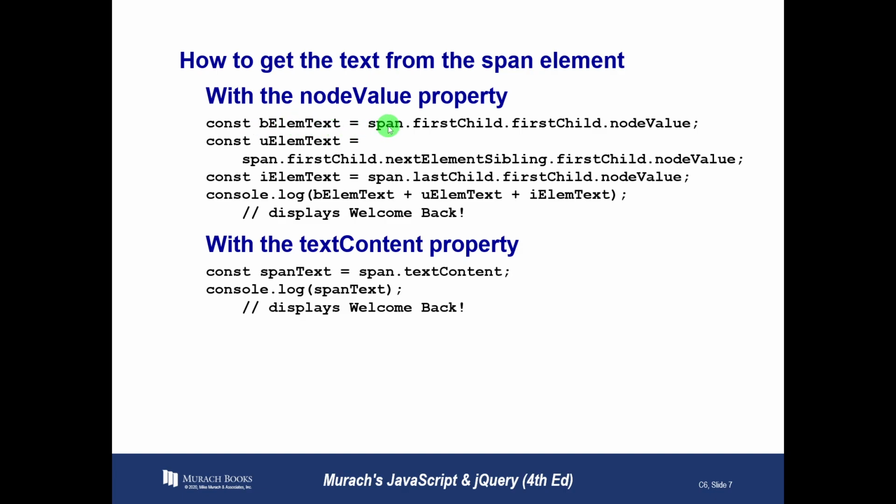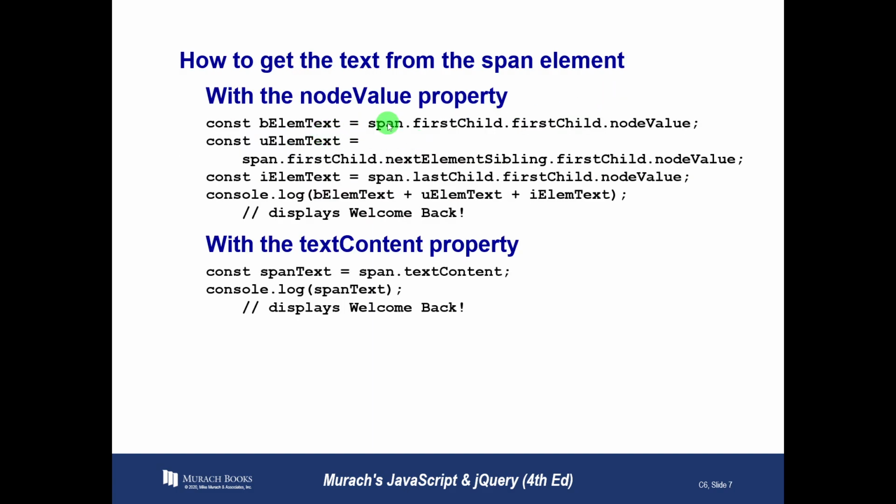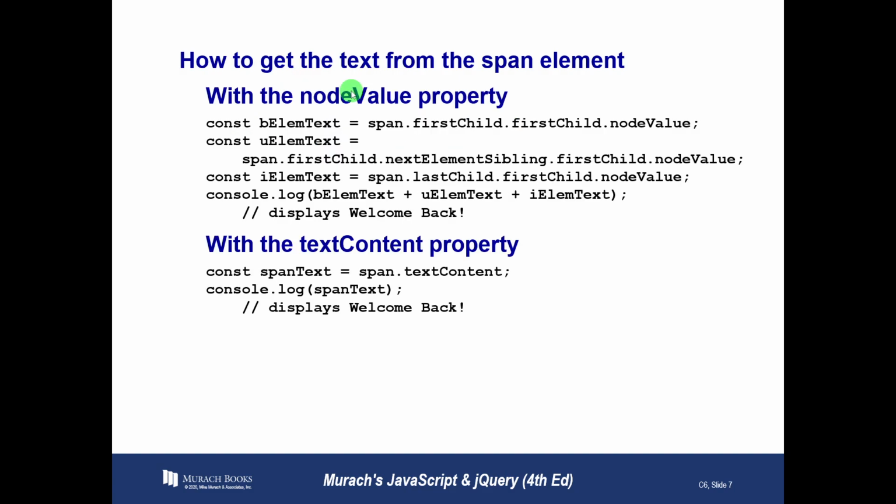So we look at span, and if you remember back here, span is the variable we used when we did a query selector for the span tag. Okay, so we're going to say span, we want the first child, and we want its first child's node value. Okay, so let's go back here. Span's first child is bold. There's a text node, and then we're going to get the value out of that text node. So we just pulled out the word welcome using those properties.